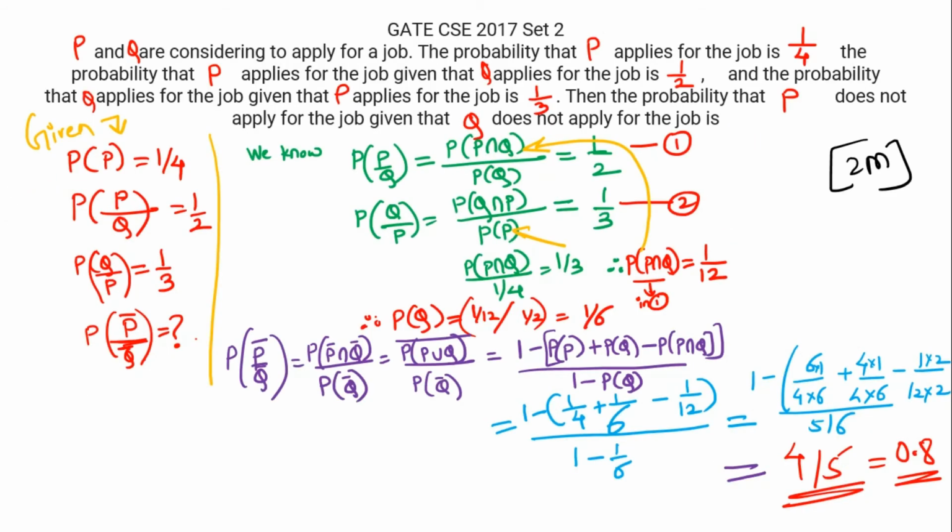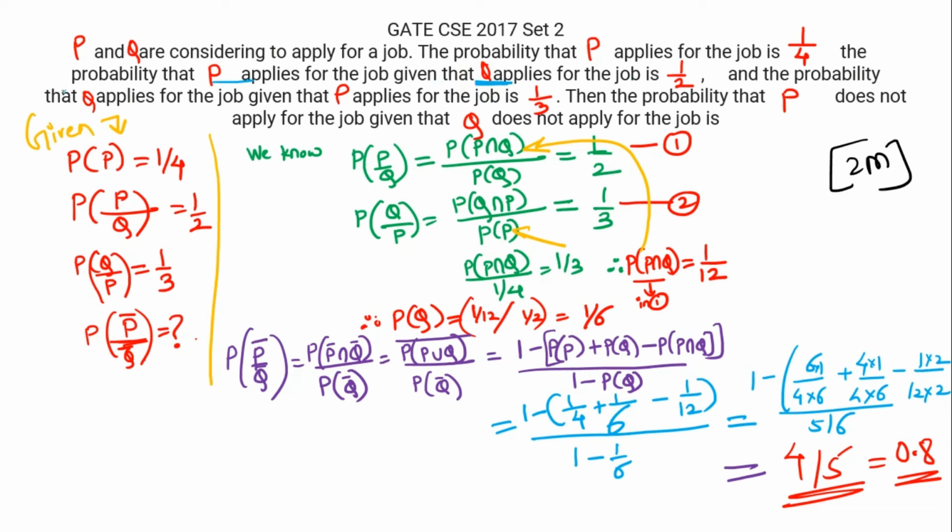Next, we have to find, P and Q are considering applying for a job. The probability that P applies for the job is 1 by 4. Now probability of P is 1 by 4. The probability that P applies for the job given that Q applies for the job is 1 by 2. Now this is probability of P given Q, a kind of conditional probability, which is equal to 1 by 2.